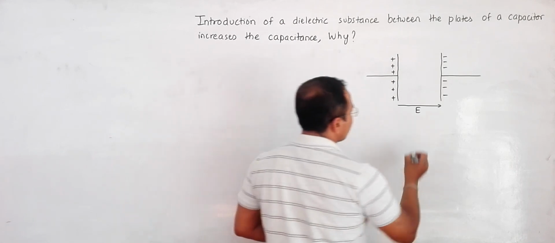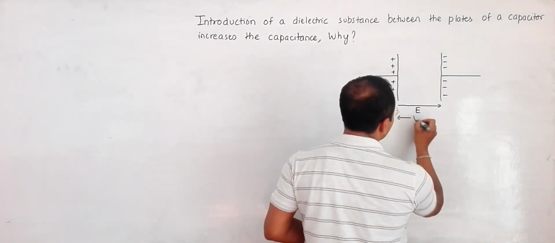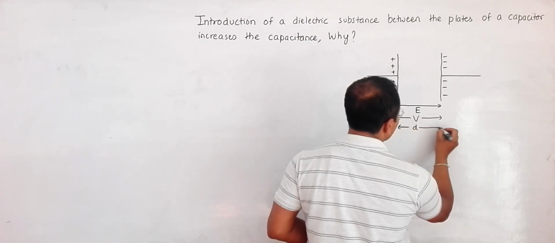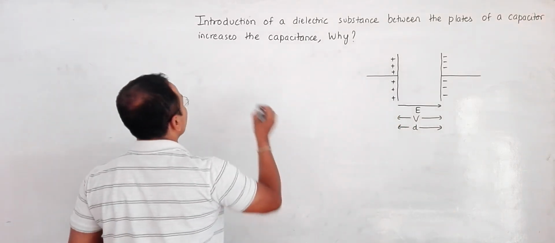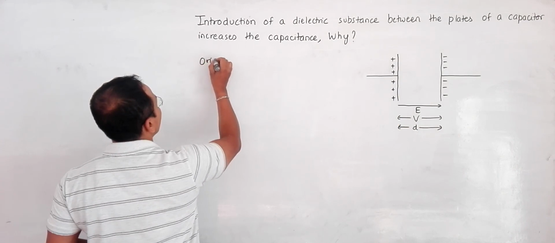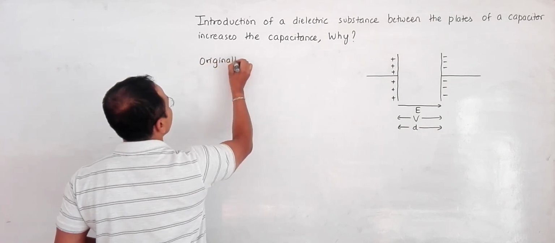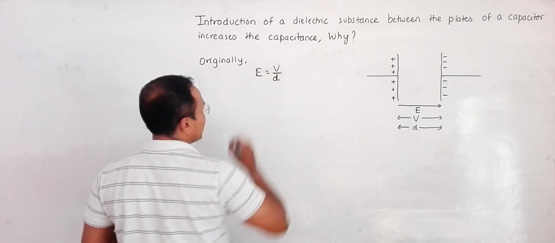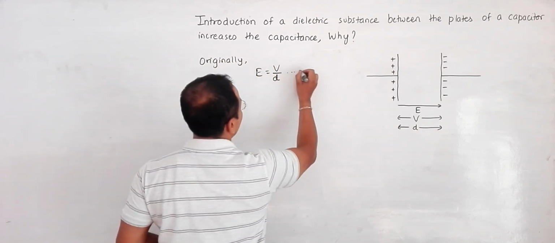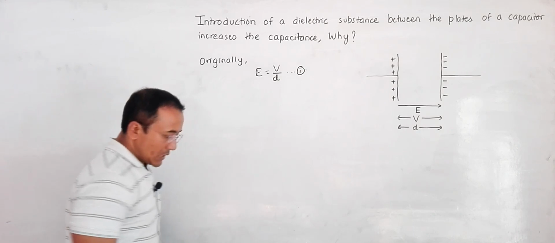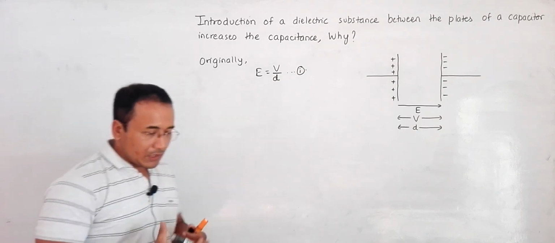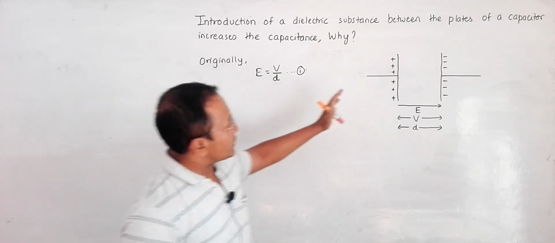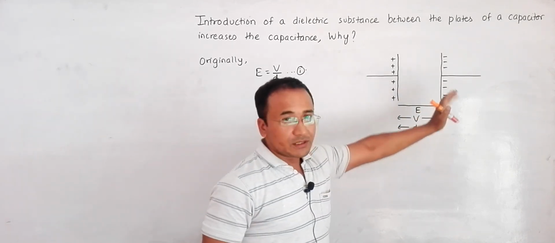And the potential difference will be V. The separation between the plates is D. So originally for this capacitor, I will have E is equal to V by D. This is equation number 1. And the value of V is determined by the charges that are deposited on the plates here and here.